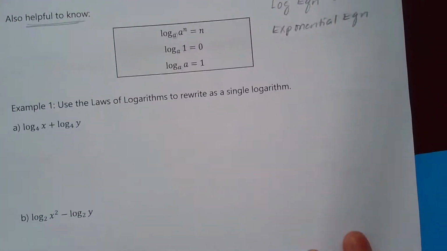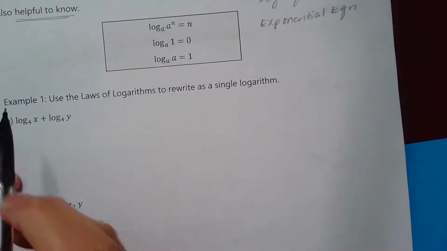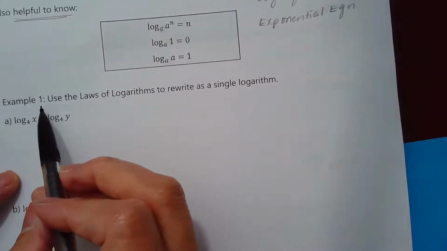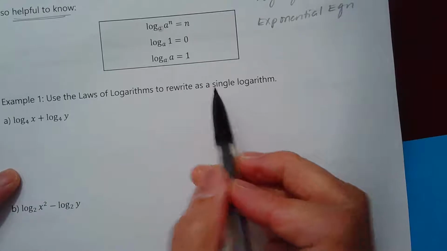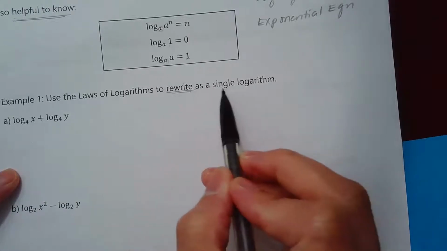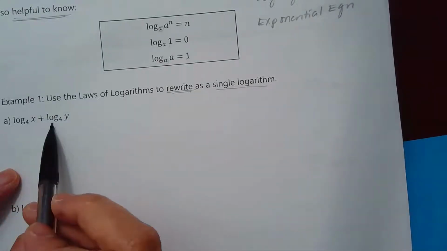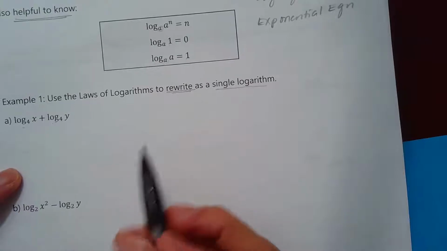So let's take a look, dive right in. Example number one is just an exercise on how to rewrite as a single logarithm. So how can we rewrite this as a single logarithm?